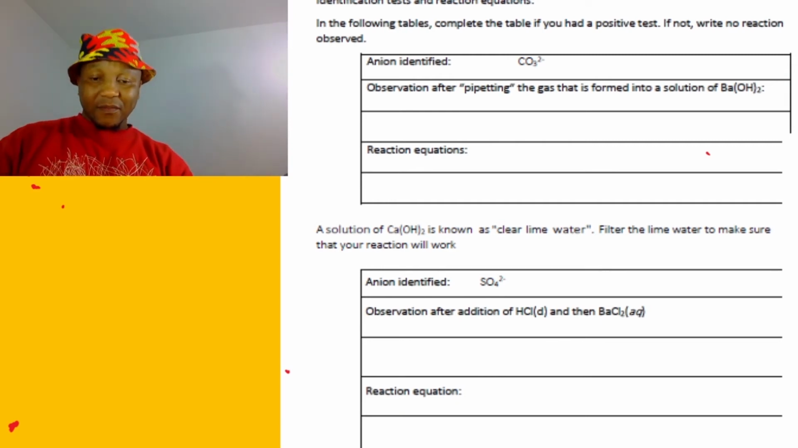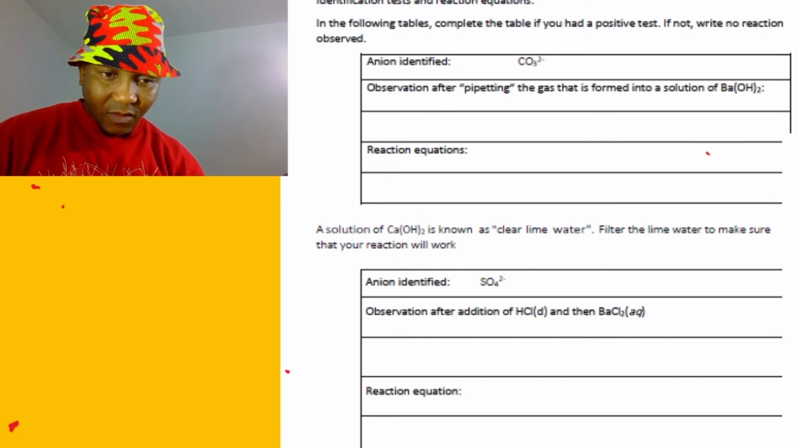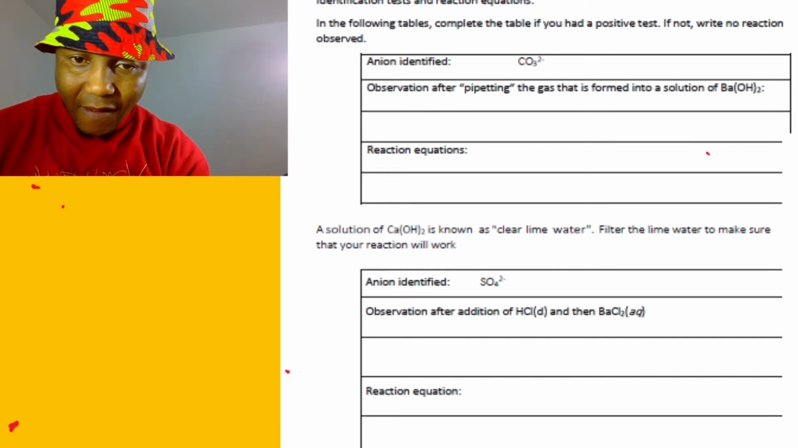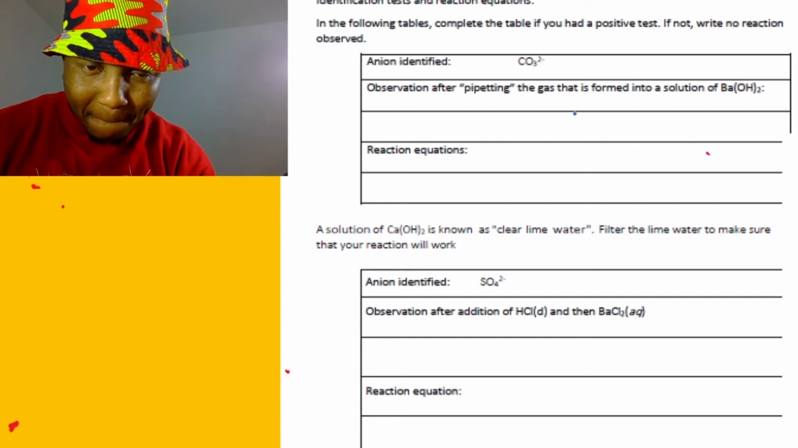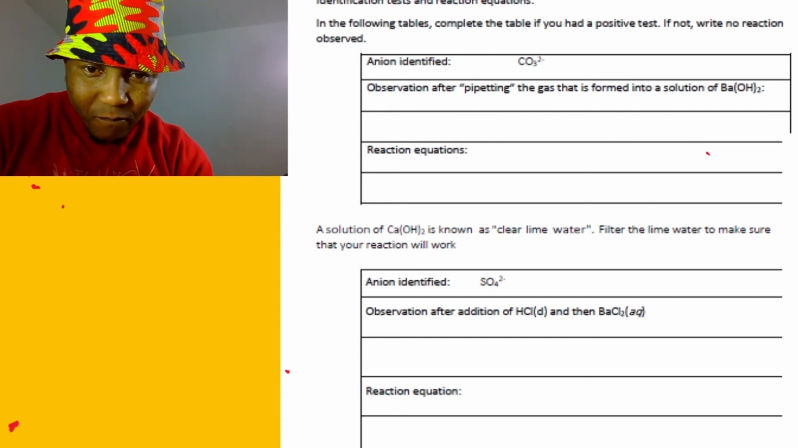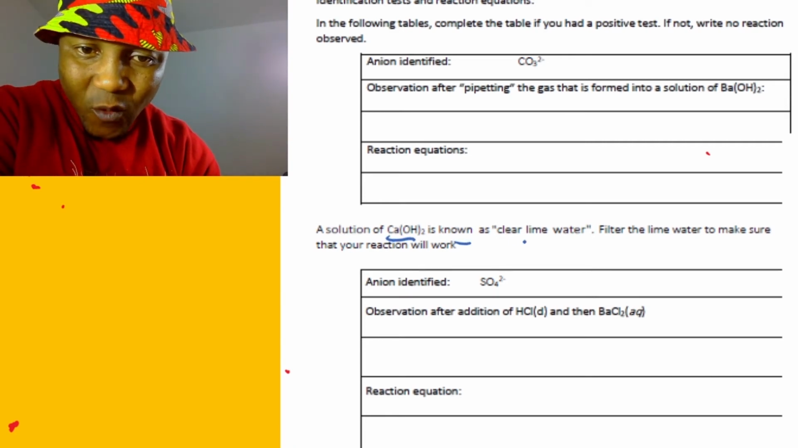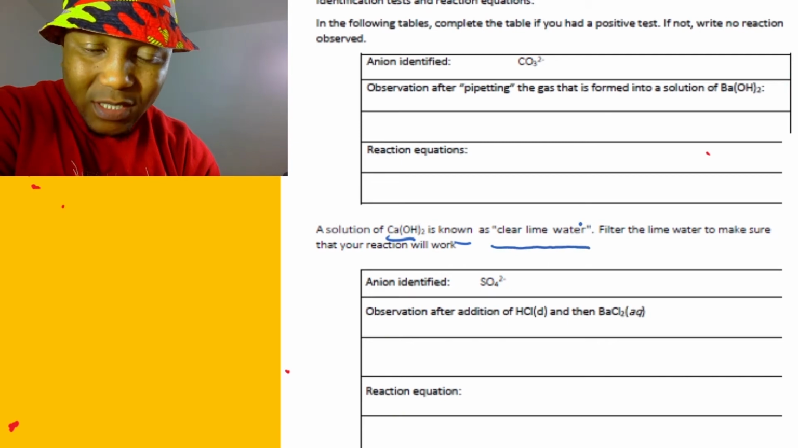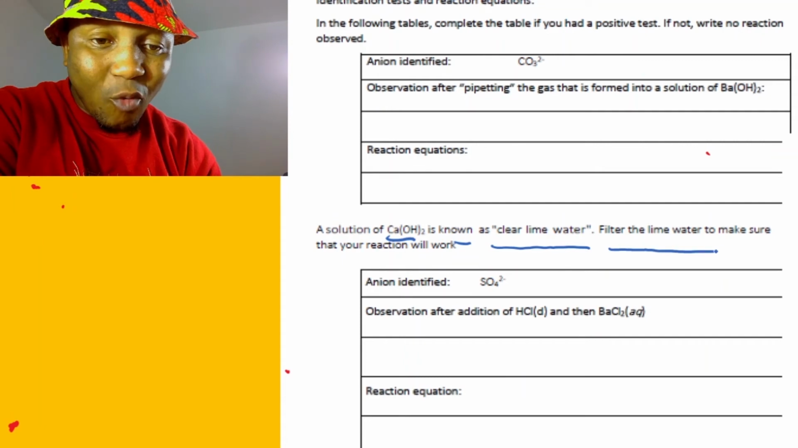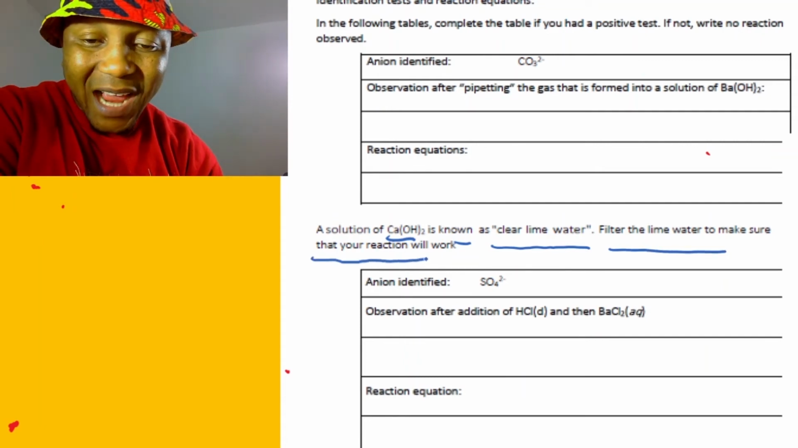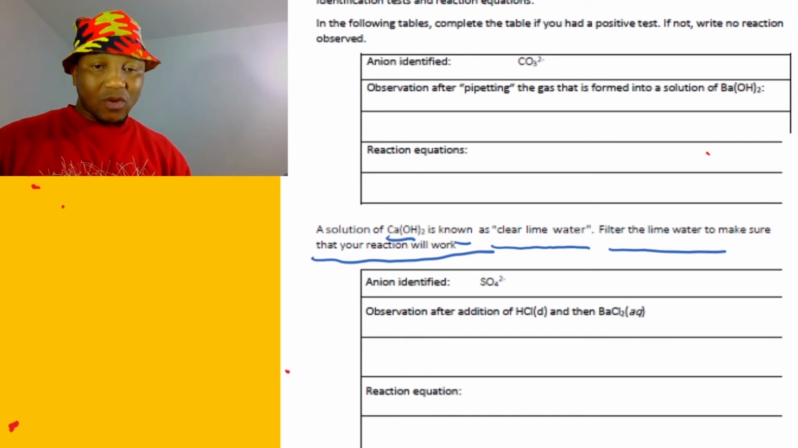So for number 2 here, they say a solution of calcium hydroxide is known as what? It is the clear lime water. So that's calcium hydroxide. They say filter the lime water, to make sure that your reaction will work. So we filter so that you can make sure the reaction is going to work.